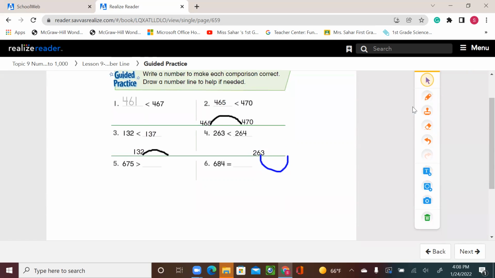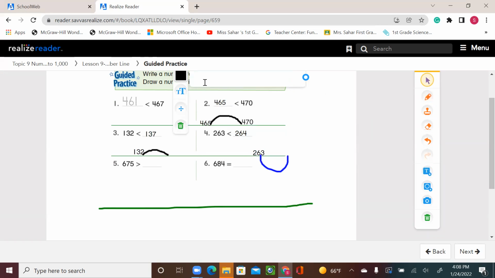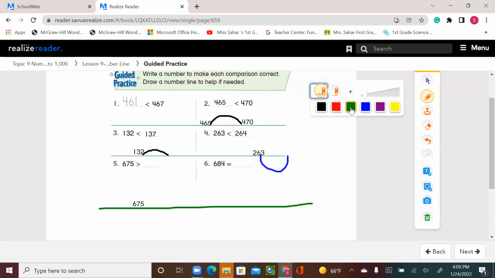So if I'm making a line now here, and I have 675, let's write 675. Put it here. I know that this symbol means 675 is greater than the number that I'm going to put after it. If I'm looking for smaller than 675, I'm going toward the left. That means the number comes before 675. But if I'm looking for greater than, I'm going to be going to the right. So since I'm looking for a number less than 675, I'm moving toward the left.